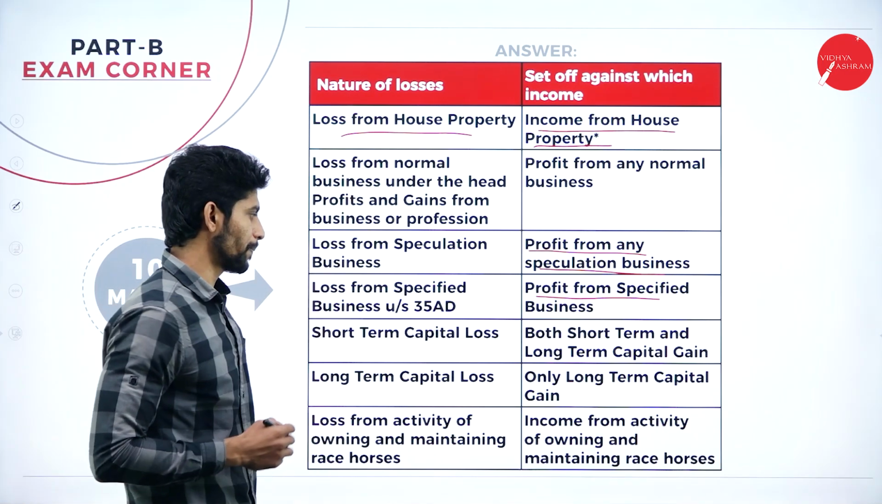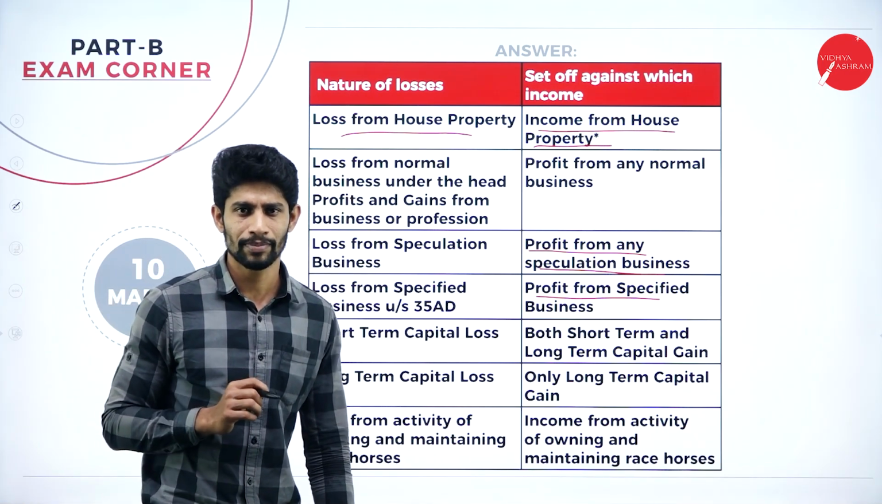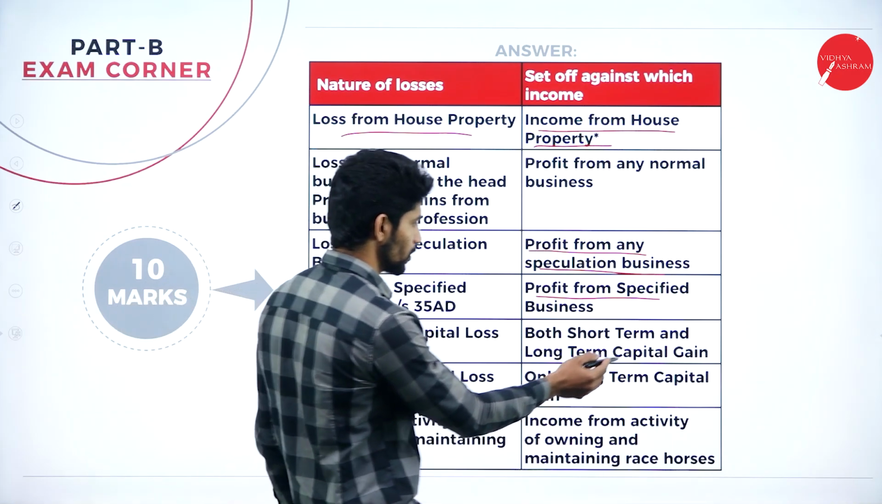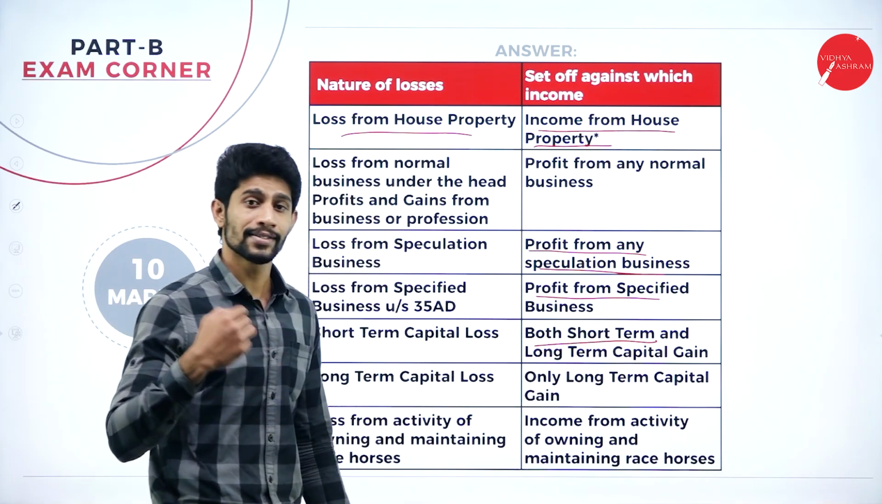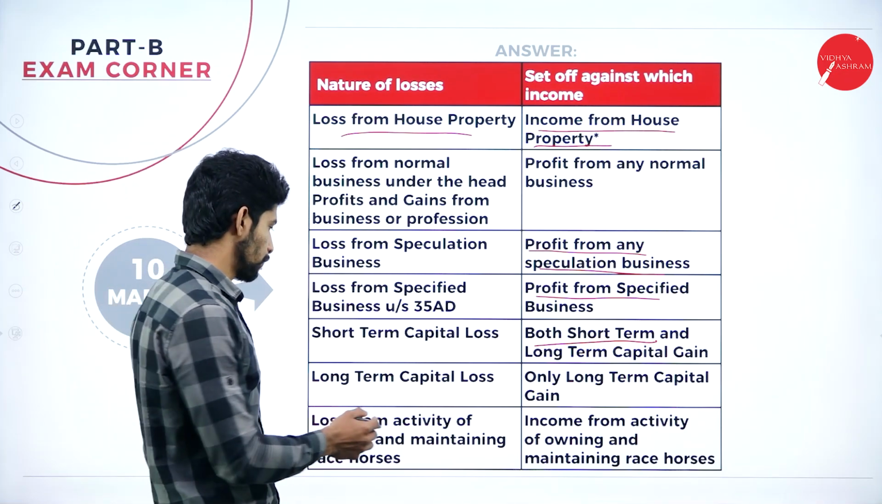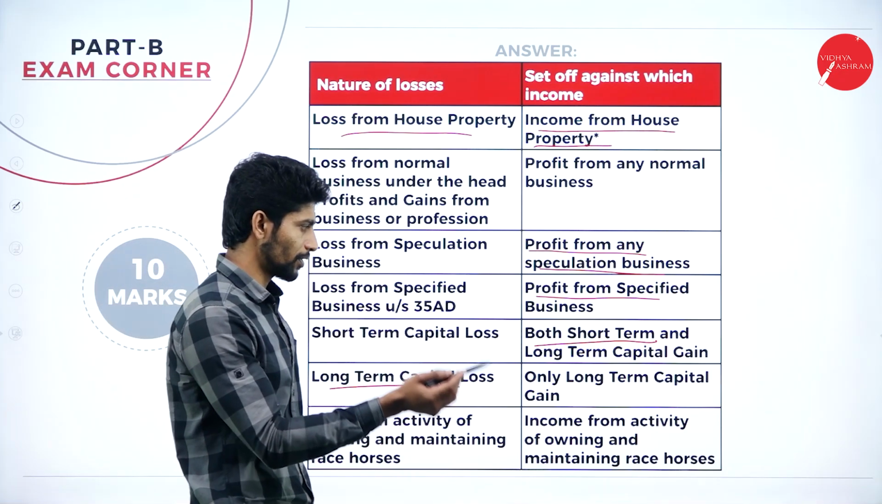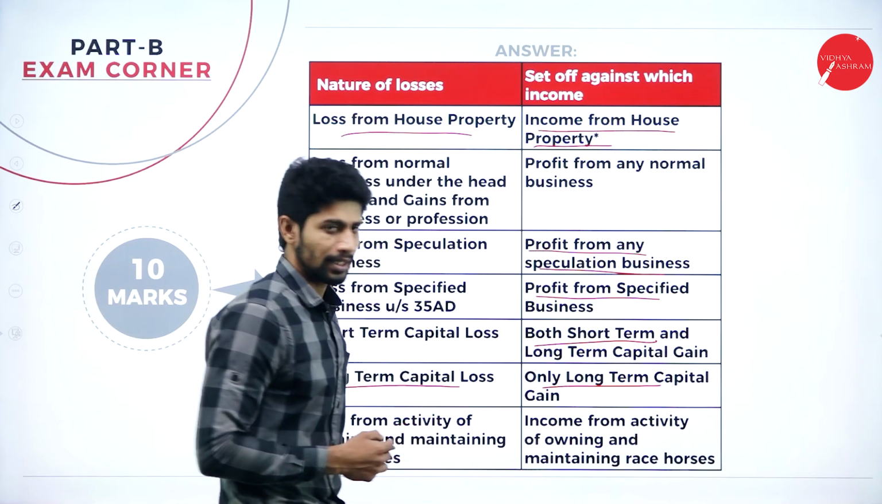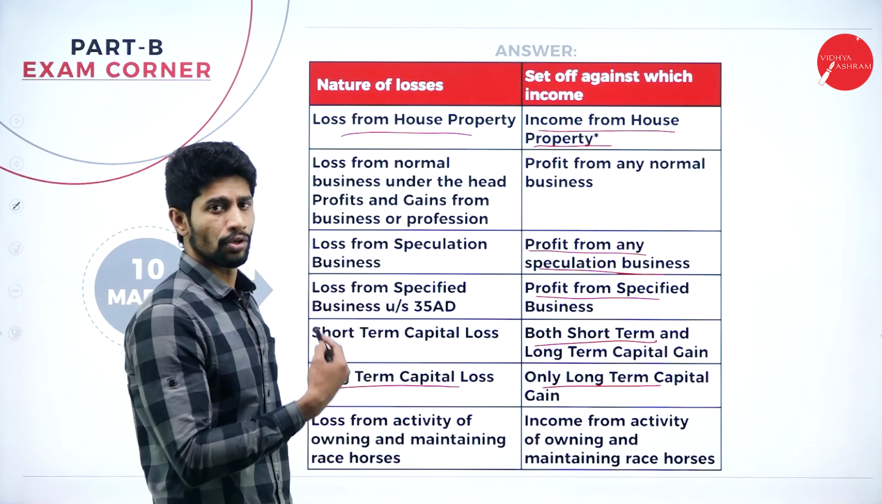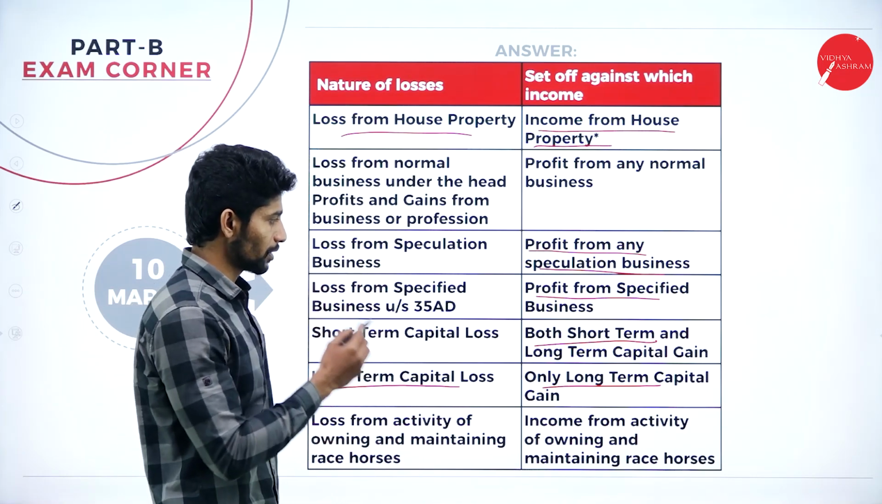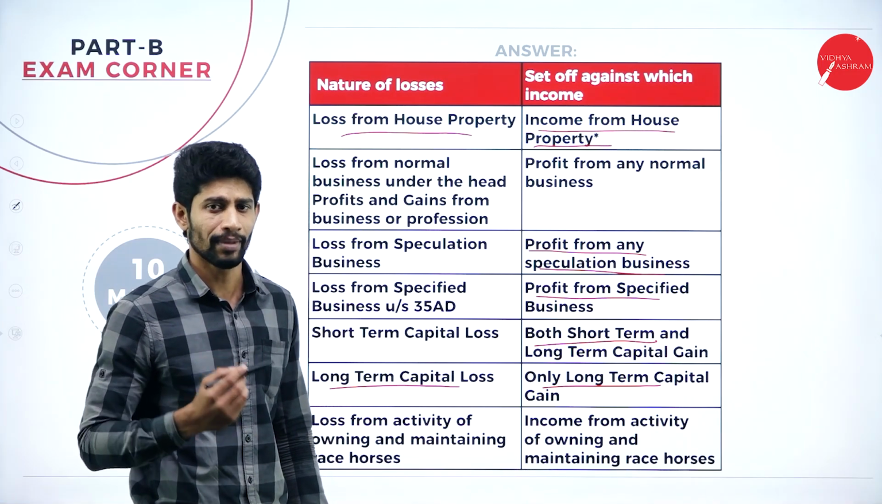Next, short-term capital loss. If you have a loss under short-term capital asset, you can set it off with short-term as well as long-term capital gain. If you have long-term capital loss, you can set it off only with long-term capital gain. This is how you are supposed to show it in the table. If you show this in the table, you can easily score 10 marks.